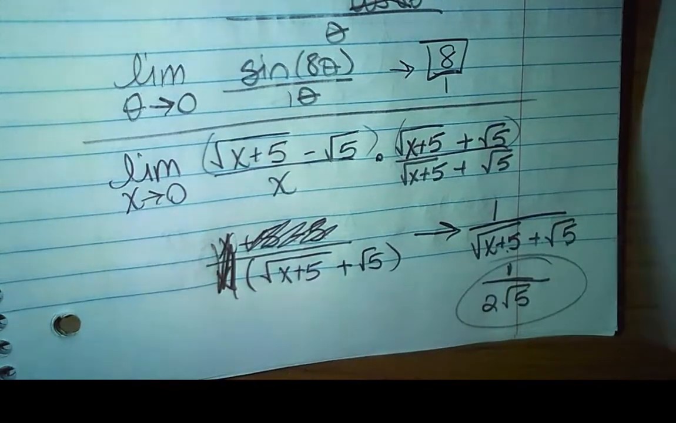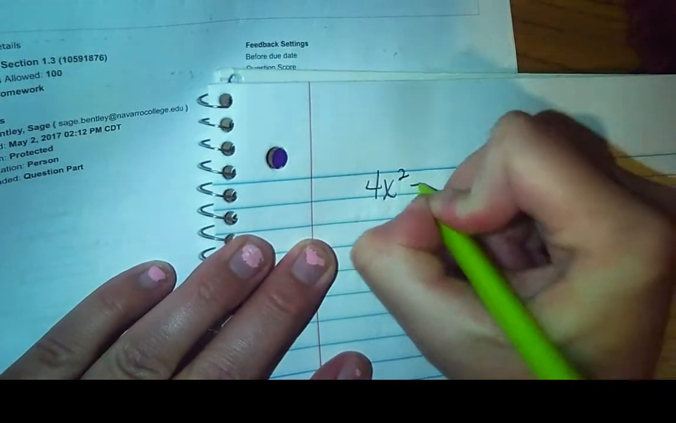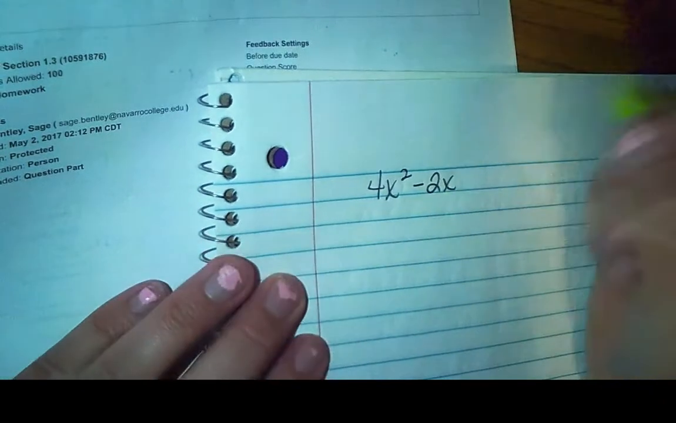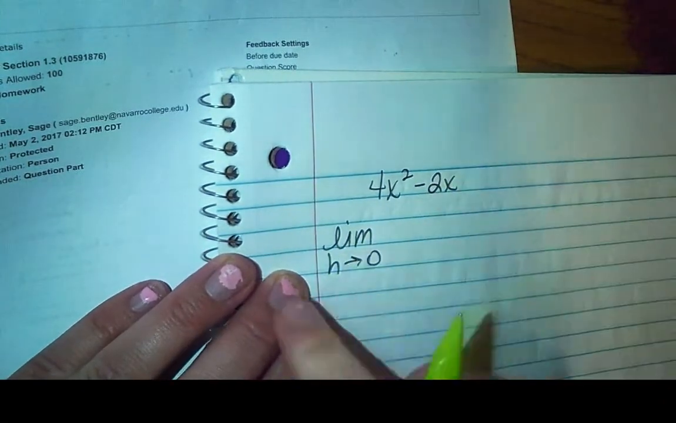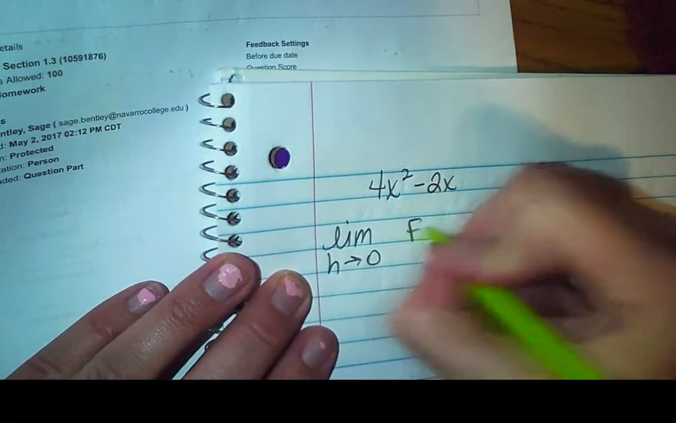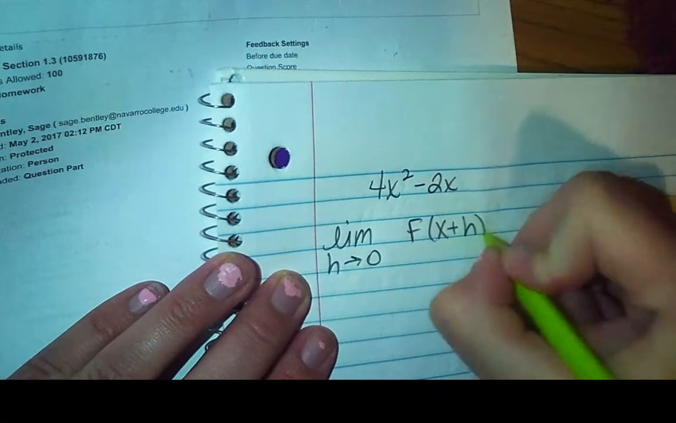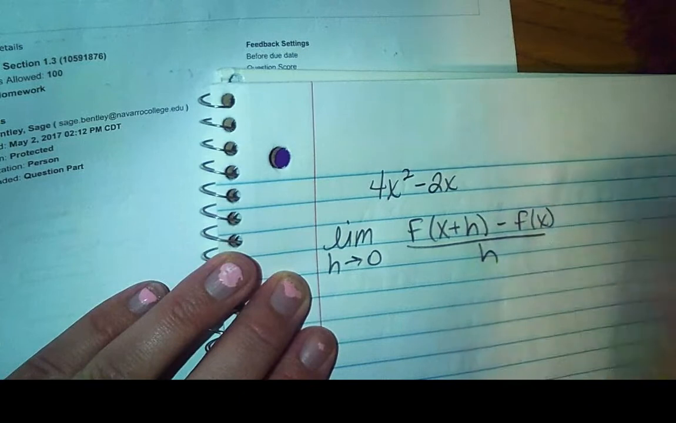So, all right. So last one that we're going to do, actually 2 more. And I'm going to squish this in 2 minutes or less. All right. So we have my function is 4x squared minus 2x. And I want to plop this thing into the difference quotient. So it says the limit as delta x goes to 0. So I'm changing it to an h of f of x plus h minus f of x all over h.